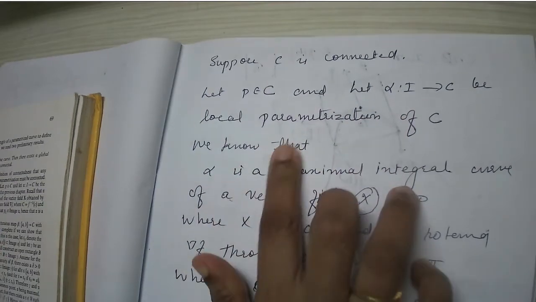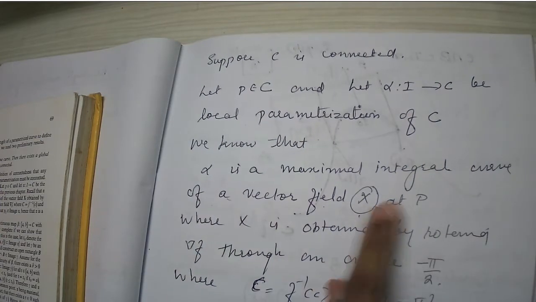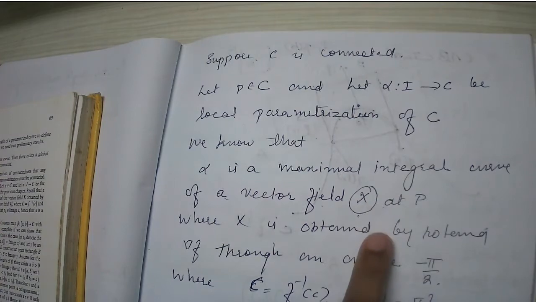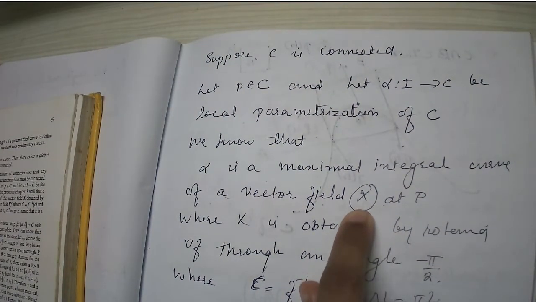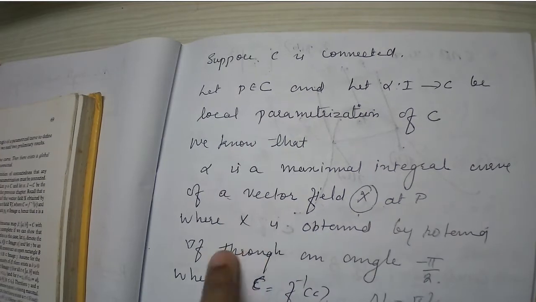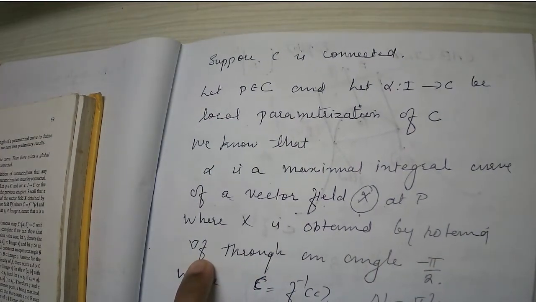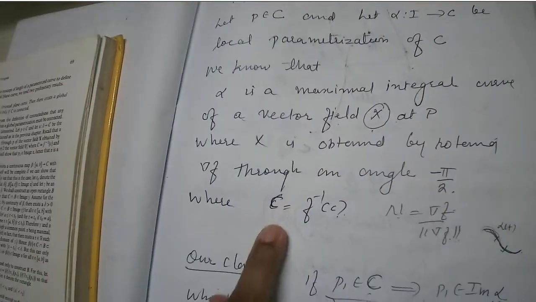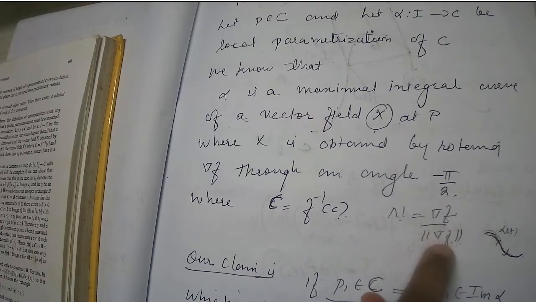First, we know that alpha is a maximal integral curve of the vector field X at P. Whatever alpha we are taking, this will be a maximal integral curve of X. X is the tangent vector field at that point P, where X is obtained by rotating the normal direction vector by minus pi by 2. That we know how to get, we have already discussed. And here C is f inverse of c, with the orientation that we are considering.